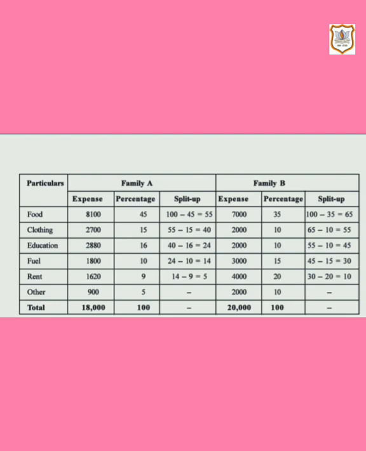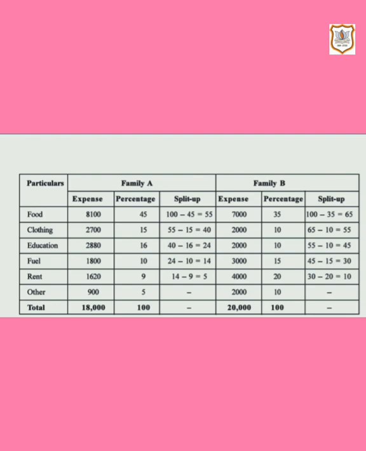40 minus education percentage, that is 16. The answer is 24. Then 24 minus fuel percentage, that is 10. 24 minus 10 is equal to 14. Then lastly 14 minus 9 is 5. This way we have taken out the split up for family A, taking out the percentage first, then the split up on the basis of percentage. Now similarly you have to take out the percentage for family B and then the split up line for family B in the same way.